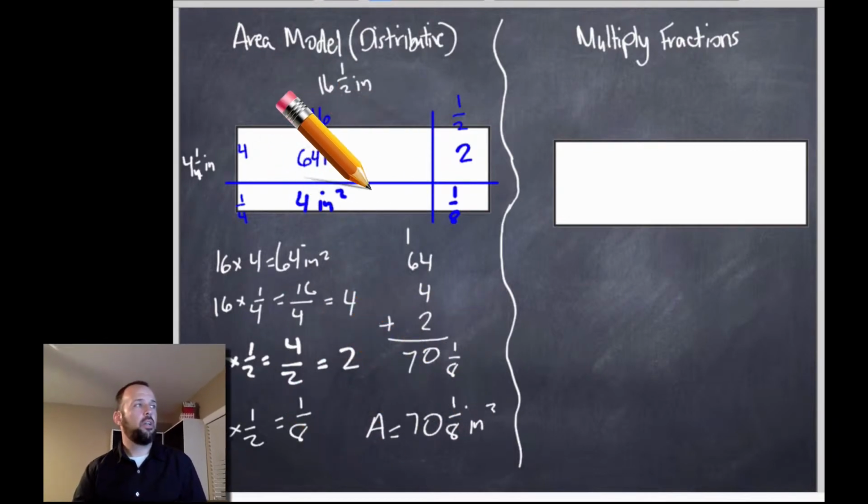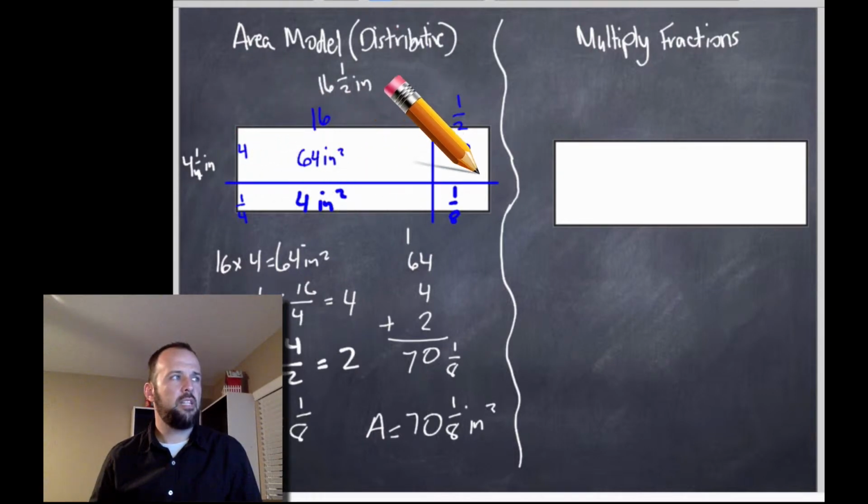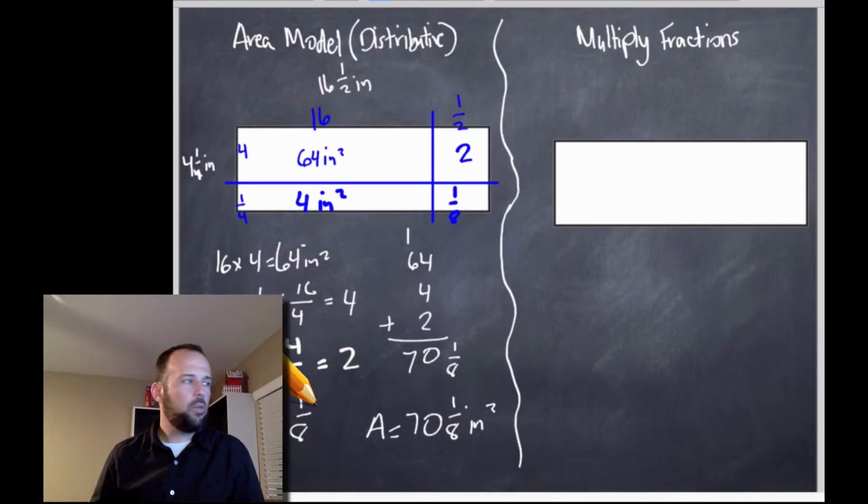So I was able to find that pretty easily. There were a lot of steps involved, right? Because I had to find each one of these areas and then add them all together. But the numbers weren't too terrible to deal with. I just had to write it down and keep track of what I was doing.